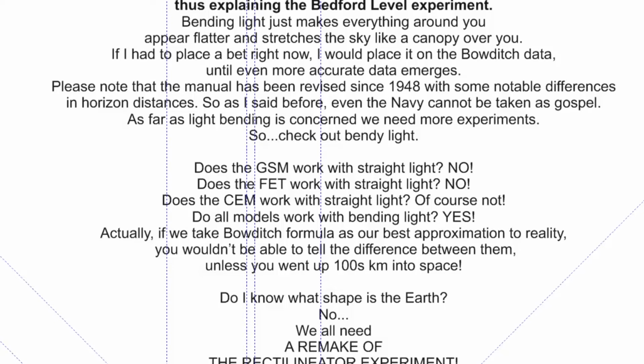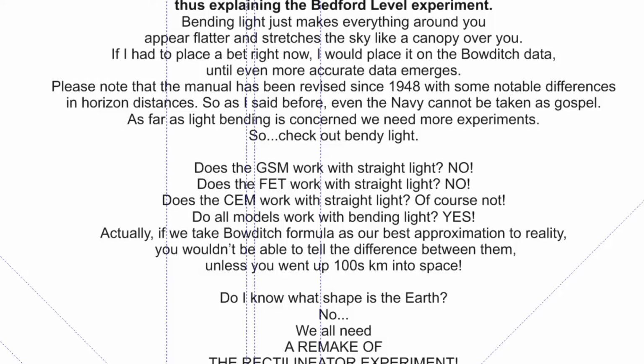Does the global sphere model work with straight light? No. Does the flat Earth theory work with straight light? No. Does the concave Earth model work with straight light? Of course not. Do all models work with bending light? Yes. Actually, if we take Bowditch formula as our best approximation to reality, you wouldn't be able to tell the difference between them unless you went up hundreds of kilometers into space.